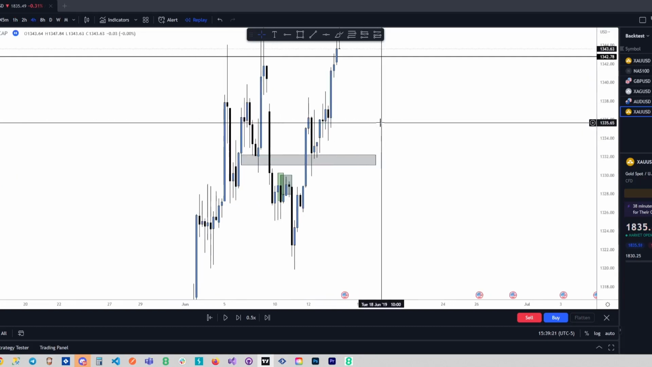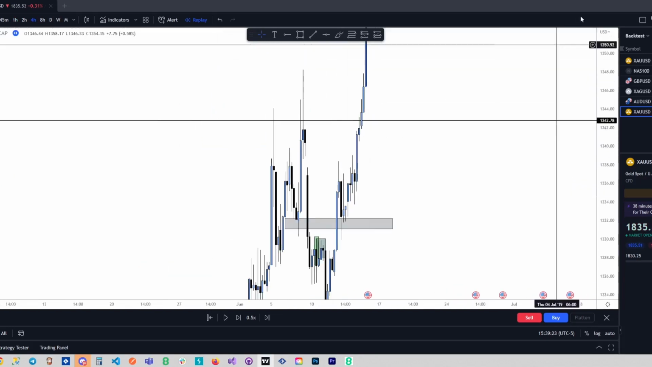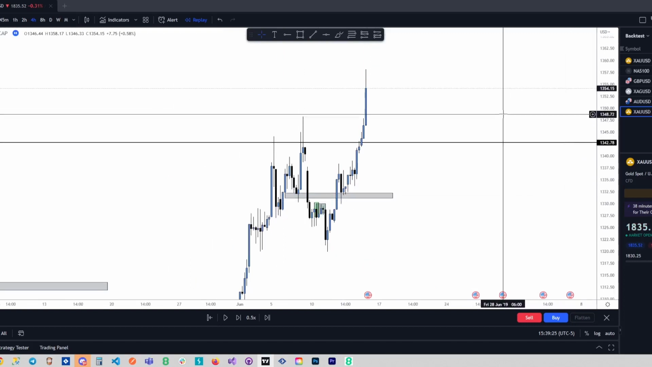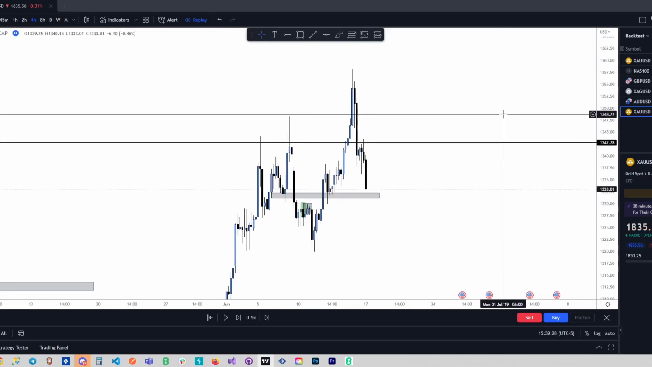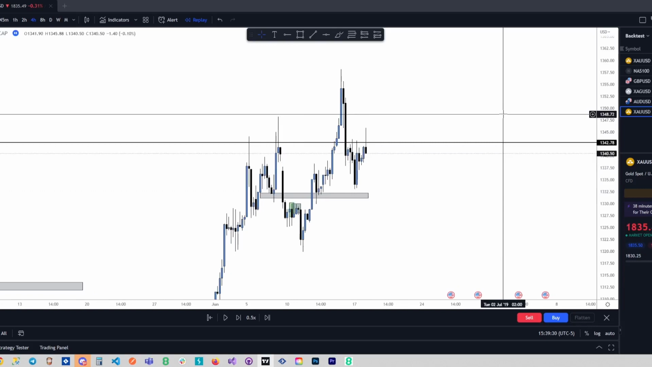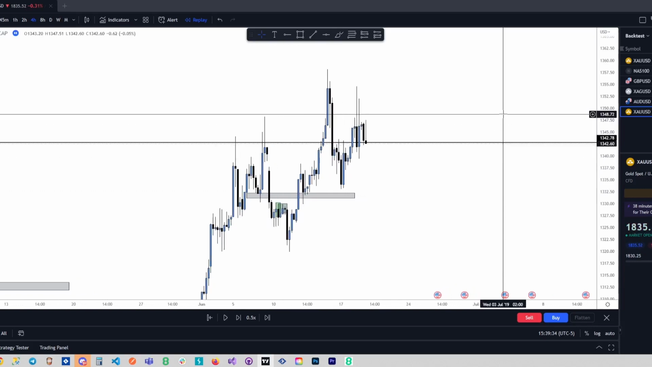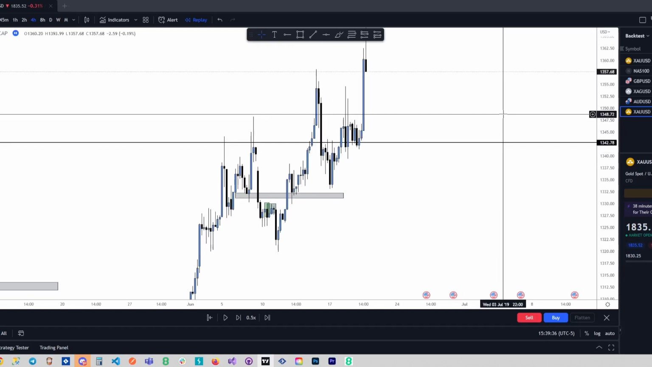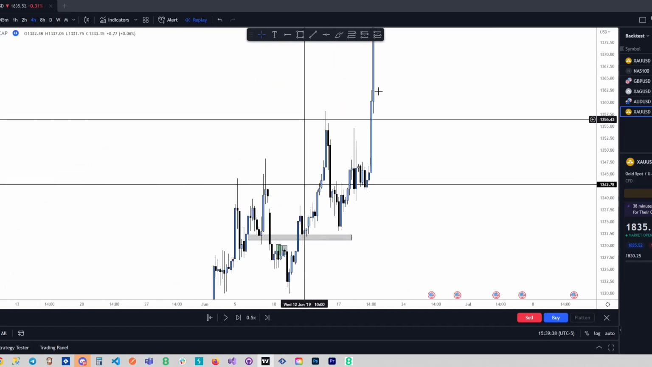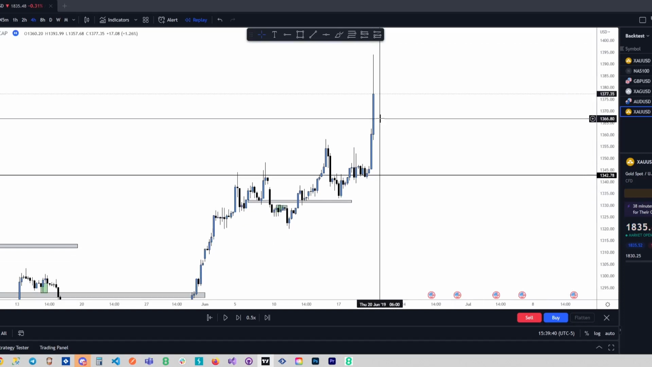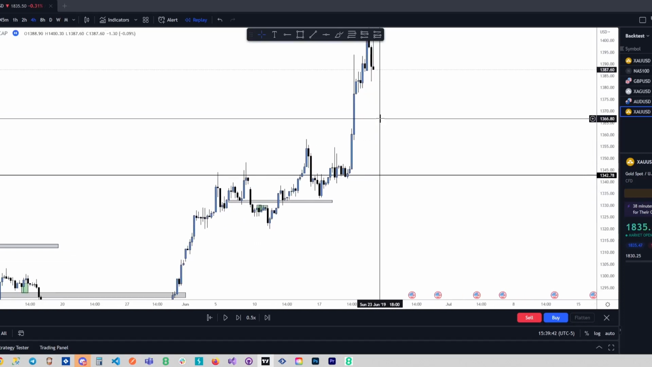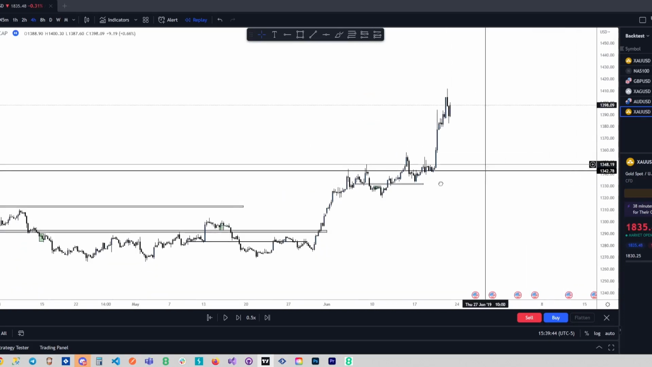Okay, let's see if we can get a break below. Nothing to the downside. Okay, price is still going up. See if we can get a retest. All right, let's see. There we go. Continue to monitor price. Continue to follow price.